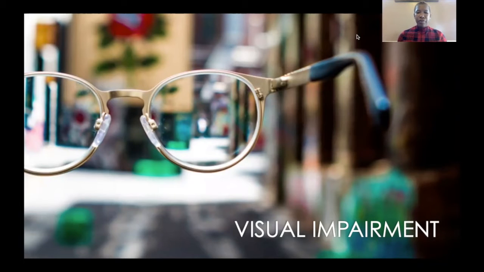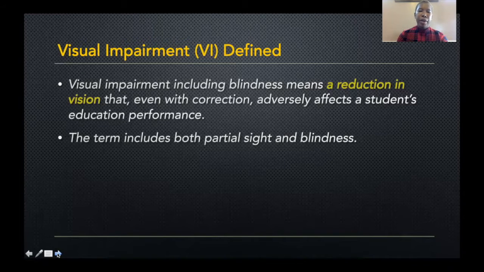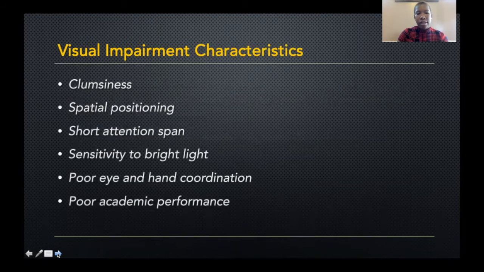So that brings us to visual impairment. And simply what this means when a student has a visual impairment, it means a reduction in vision, and it includes blindness, that even with corrective lens, adversely affects a student's educational performance. It includes both partial sight and, as I said before, blindness.